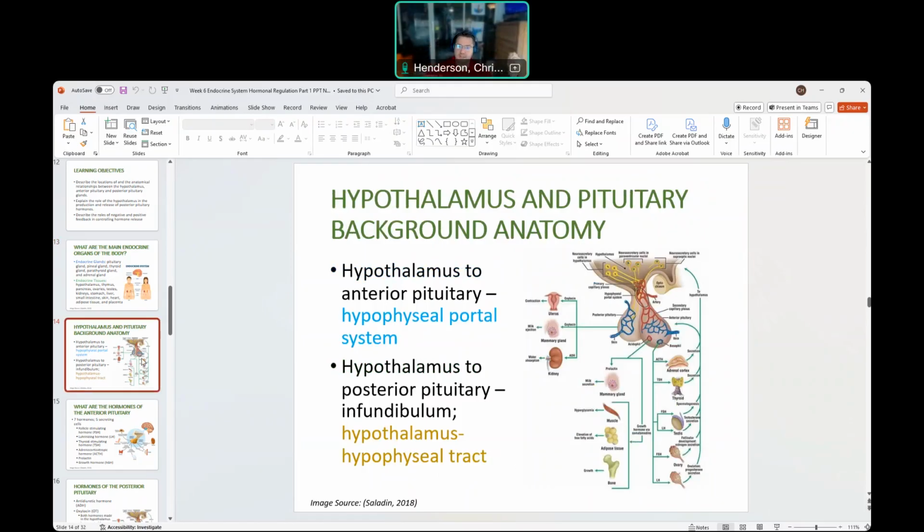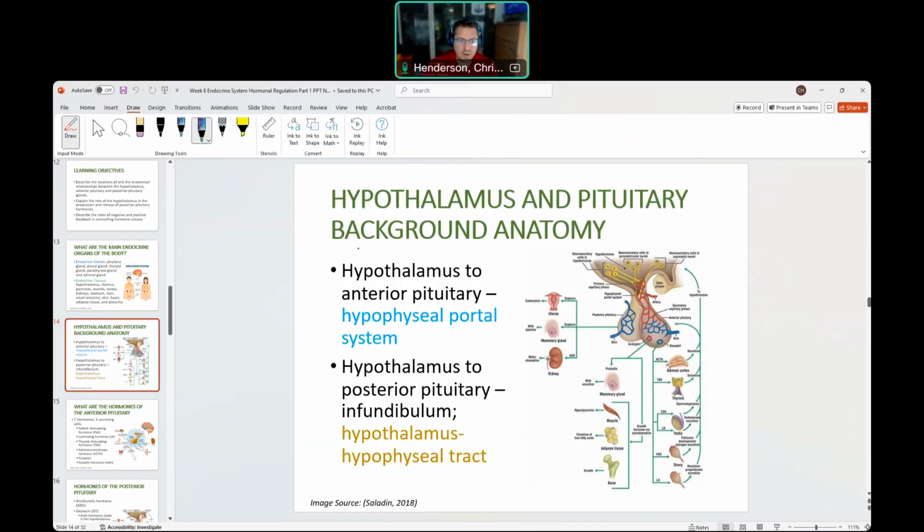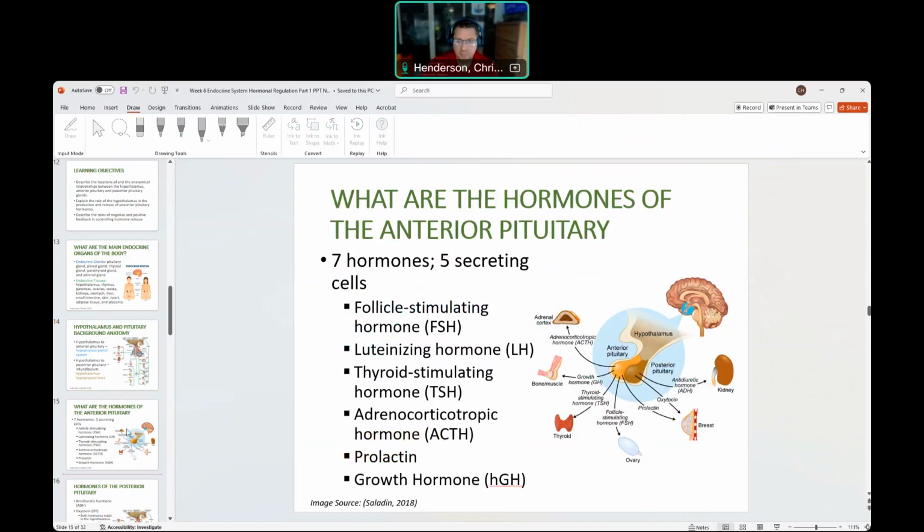There's 7 anterior and there's 2 posterior. You should know what they do. You should know what triggers them. And then you should know the relationship between the hypothalamus and the pituitary. That is called the infundibulum, the hypophyseal portal system in there. And then we talked about what you should know about this relationship between the hypothalamus and the pituitary, and then each of the organs.